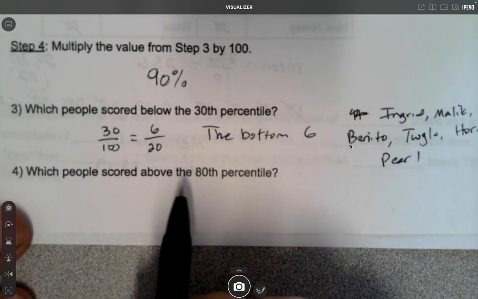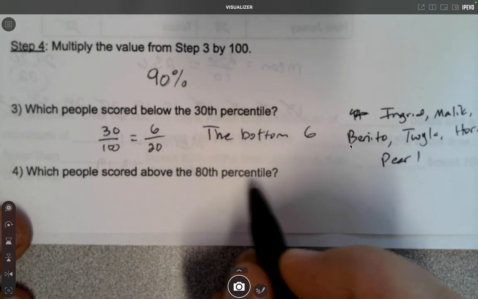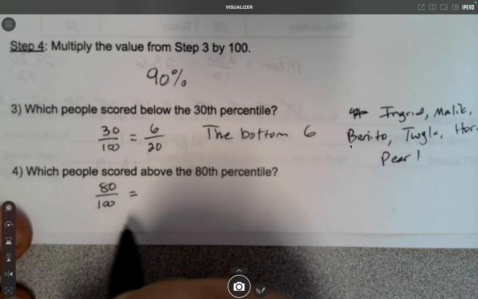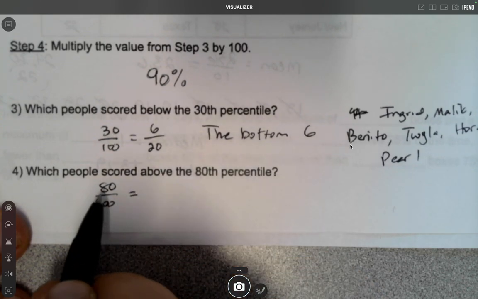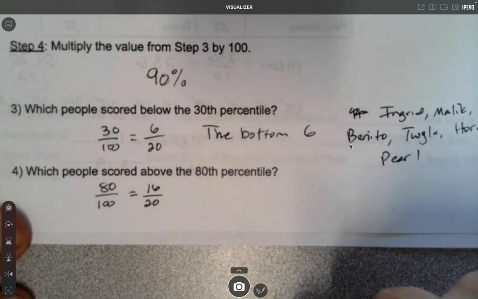Which people scored above the 80th percentile? So we'll follow a similar pattern here. 80th percentile, that means 80 out of 100. But we just had 20 people, so let's divide these by 5. 80 divided by 5 is 16. 100 divided by 5 is 20.